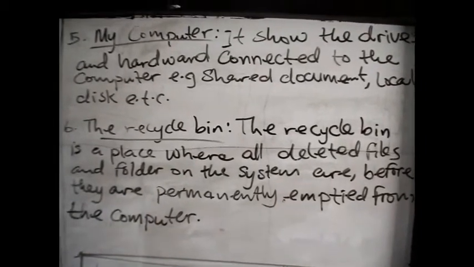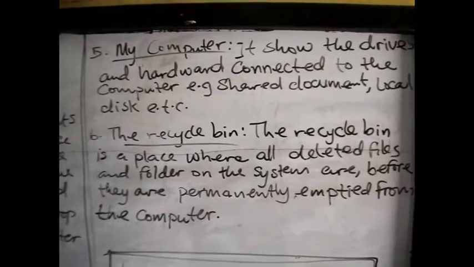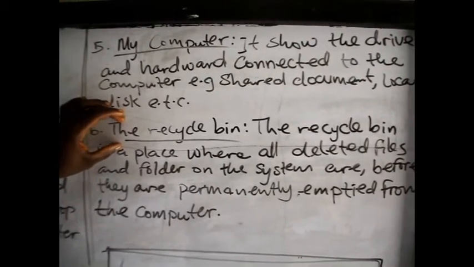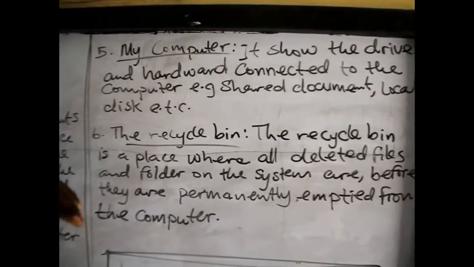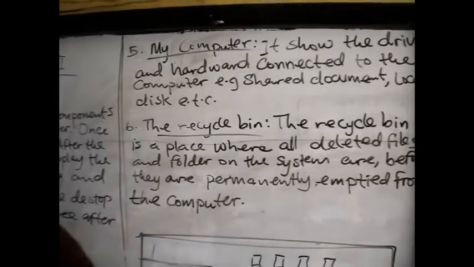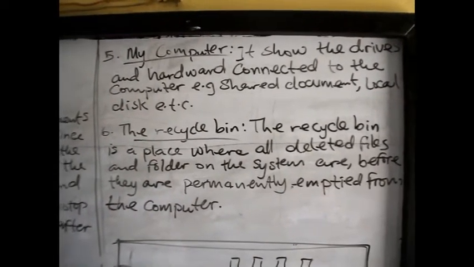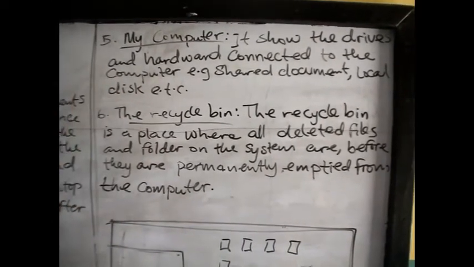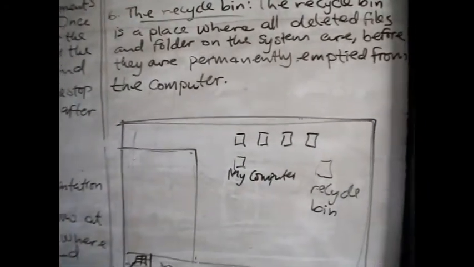Now, if you delete any file, any document, or any icon from your computer, the first place it's going to go to is the recycle bin. So that if you have deleted it mistakenly, you can go back to the recycle bin and restore that file. But if you don't need that file again after deleting, you have to go to the recycle bin and delete it permanently before the information can go finally. So that is all on the components of the Windows desktop.